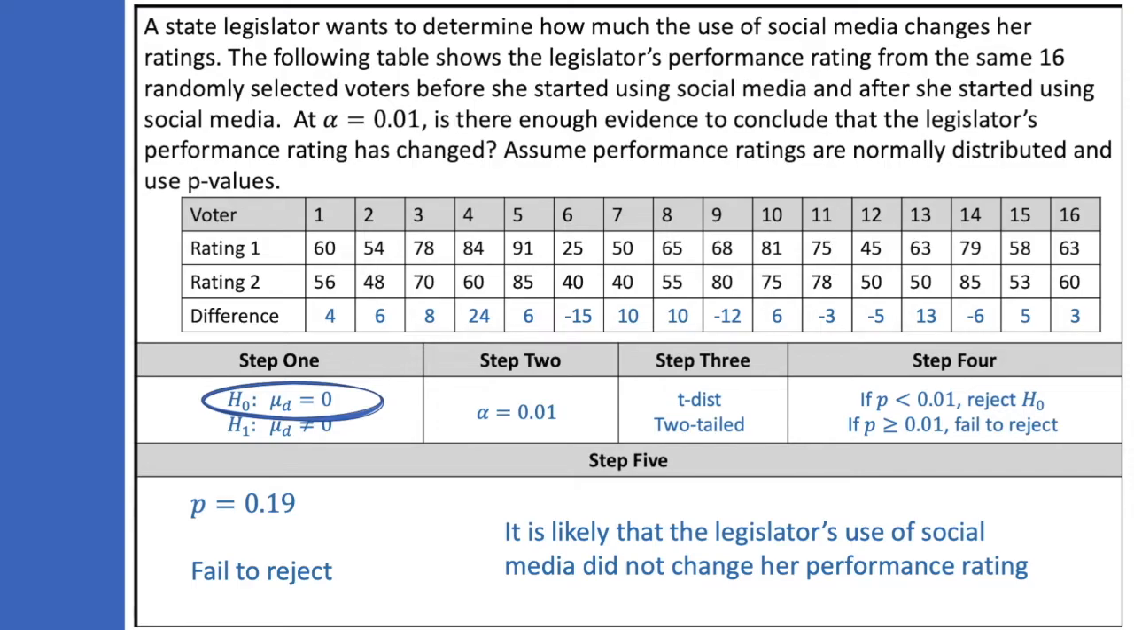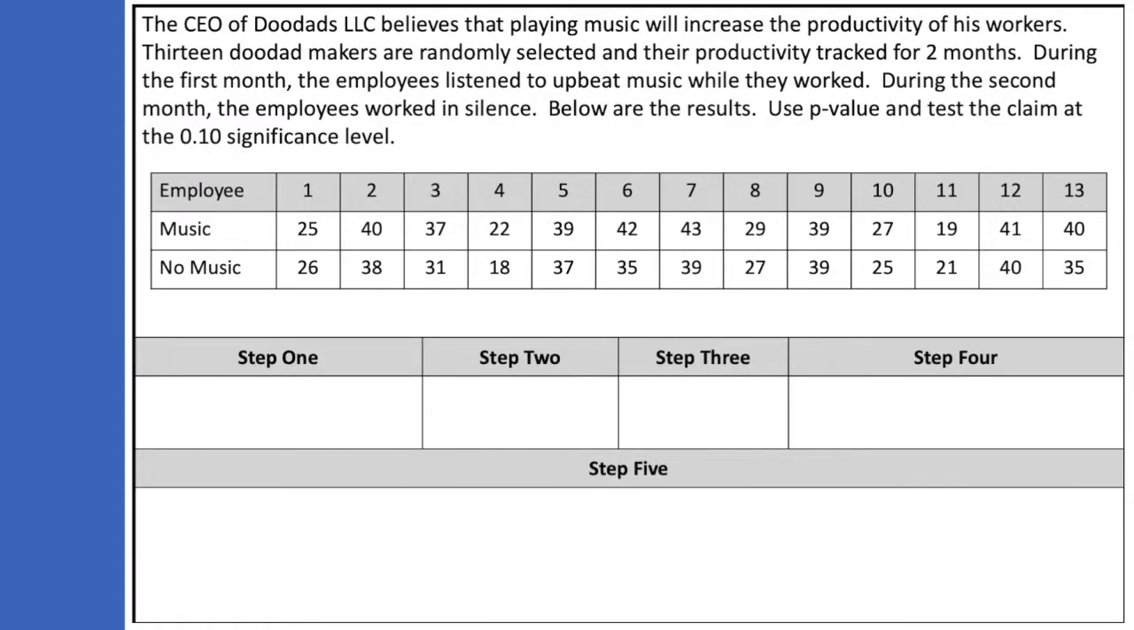performance rating. The CEO of Doodads believes that playing music will increase the productivity of his workers. So 13 doodad makers are randomly selected and their productivity tracked for 2 months. During the first month, the employees listened to upbeat music while they worked. During the second month, the employees worked in silence. Below are the results. We're going to use p-values and test the claim at the 0.10 significance level.